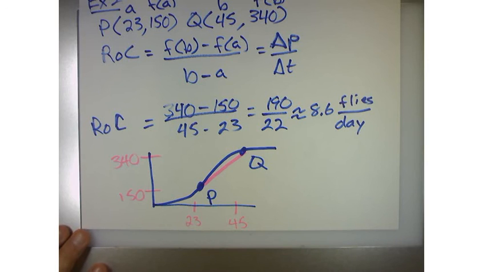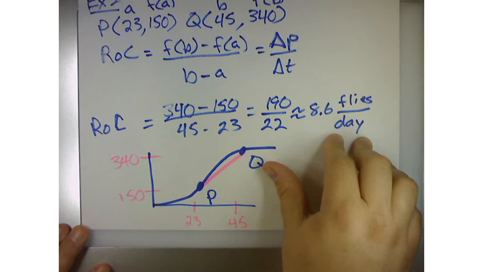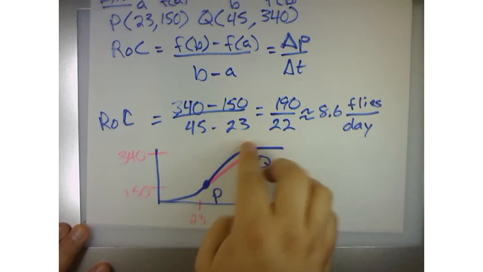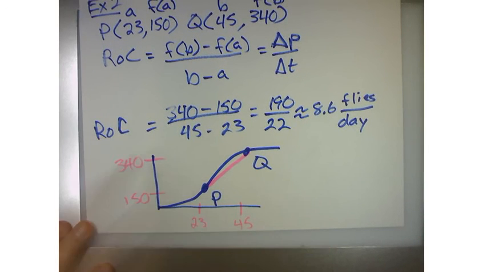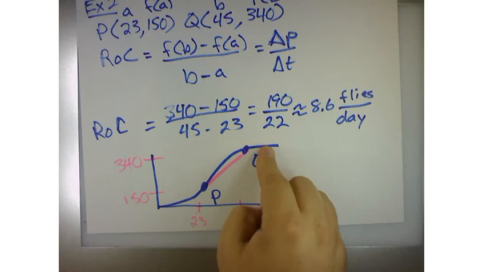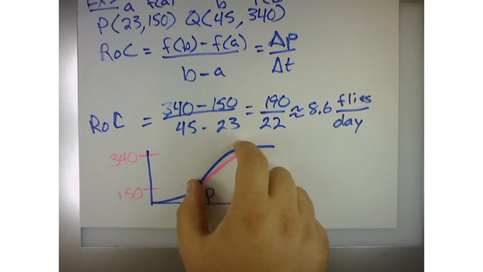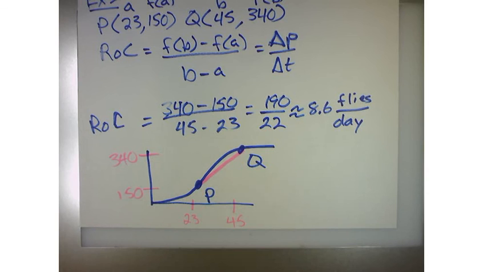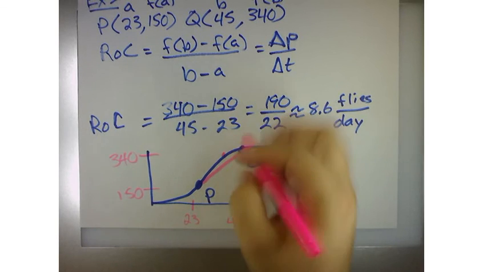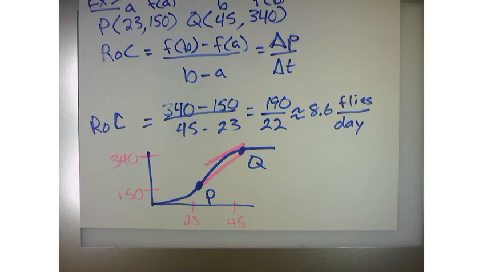But the point of this is that 8.6 fruit flies a day is just a snapshot or a portion, an average rate of change, but clearly the rate of change is different down here because the slope is different here, and the slope is different here. So we can take a snapshot of a certain portion and take a look at it. In fact, the slope at this particular point is a little bit different than the slope of my average rate of change. Okay?